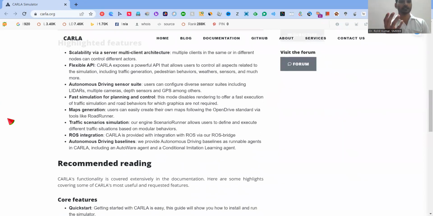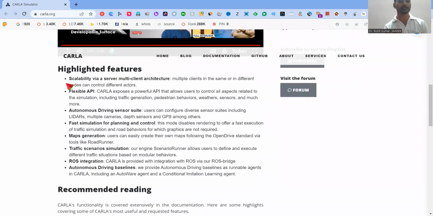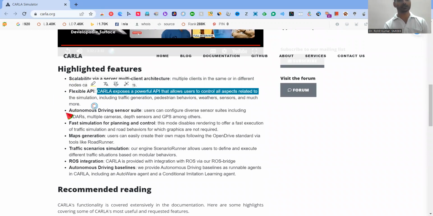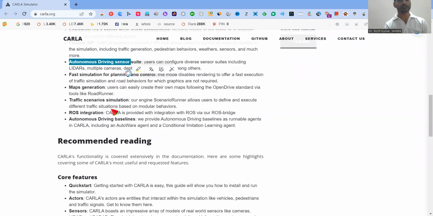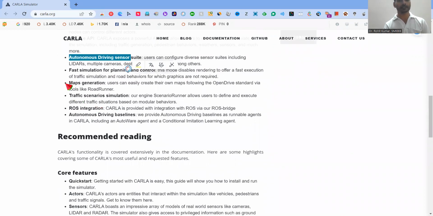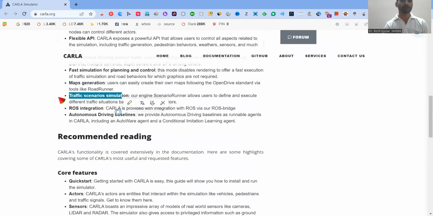So moving further, we have the basic highlights. What are the key features of CARLA? Here you can see scalability via the server multi-client architecture they are providing, then the flexible API, the autonomous driving sensor suite they are offering, and the faster simulation for planning and control they are guaranteeing. Then map generation, which is quite obvious because whenever you are doing autonomous driving, map generation is quite important. Then traffic scene simulations, which are also important because the more traffic scenarios are possible, the better the implementation is supposed to be.